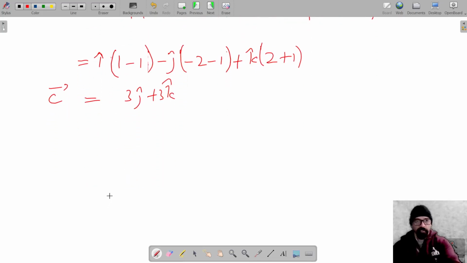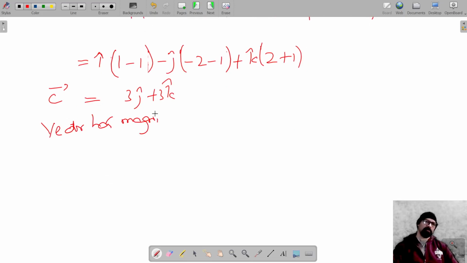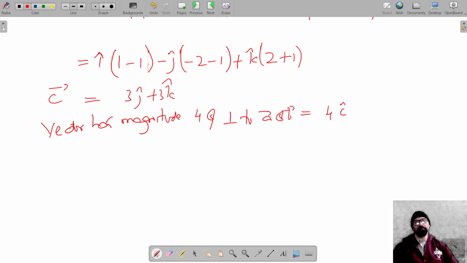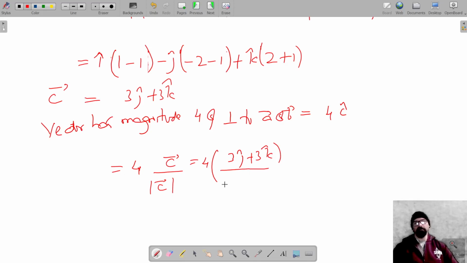Now, the vector that has magnitude 4 and is perpendicular to A and B should be equal to 4 into the unit vector of C. So 4 into, let's find out the unit vector of C. Unit vector of C is C vector divided by its magnitude. So this is 4 into C vector. C vector is 3j cap plus 3k cap divided by its magnitude, which is the square root of 3 squared, 9, plus 9.